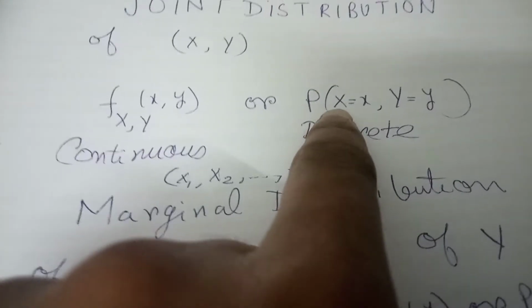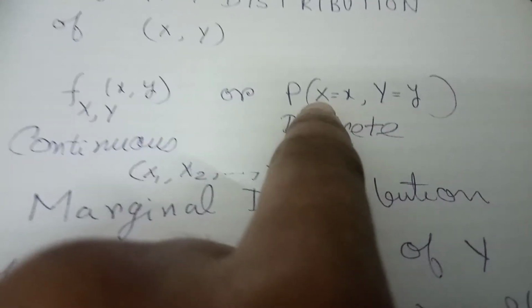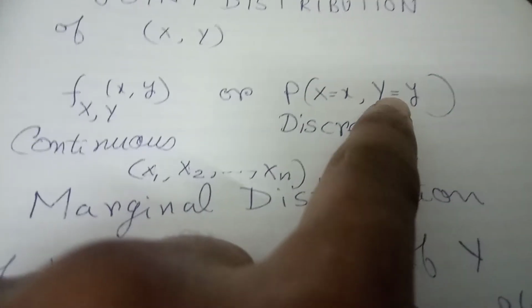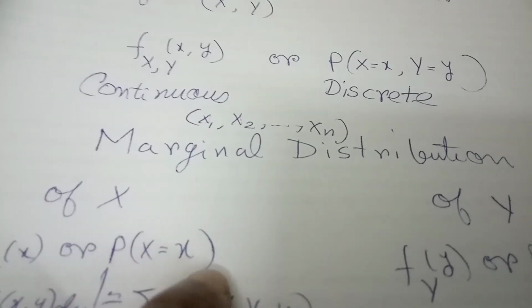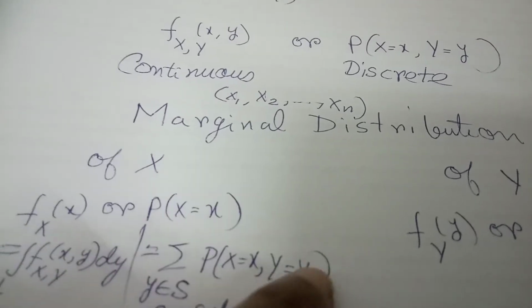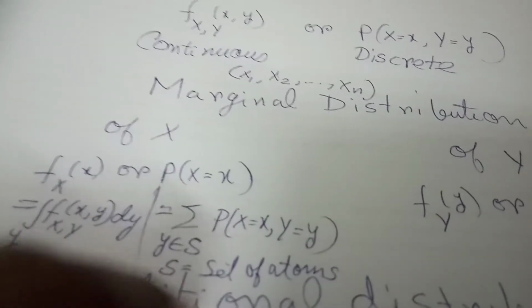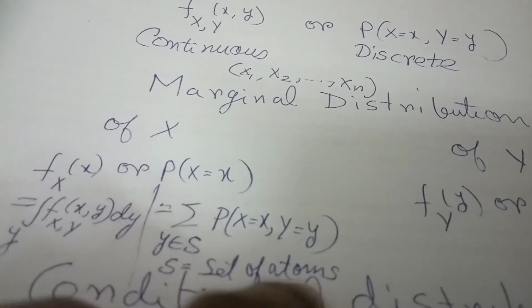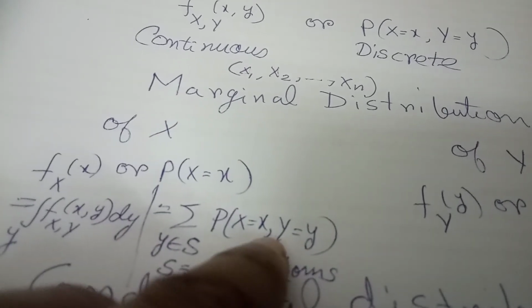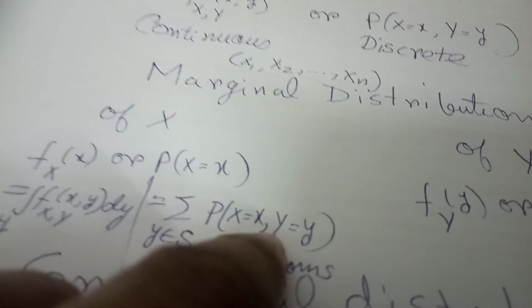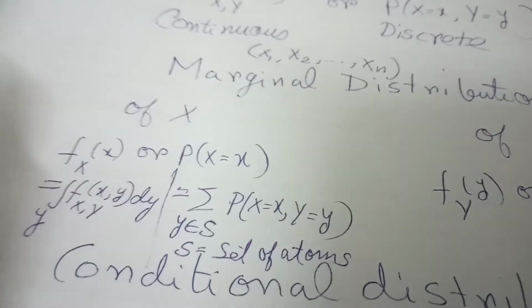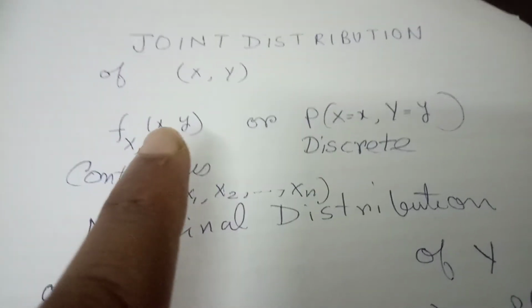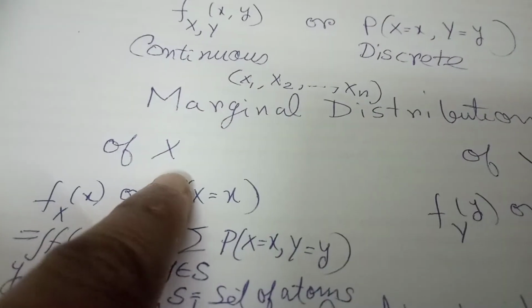Similarly, when x and y are both discrete, you have the joint probability mass function. From there you can get the value of probability X equal to x by summing over these probabilities for all values of y. What is the set S? S is the set of atoms, that is, the set of all values of y which take positive probability. So this is how, from the joint distribution, you can get the marginal distribution. I have written this formula for the marginal distribution of x.